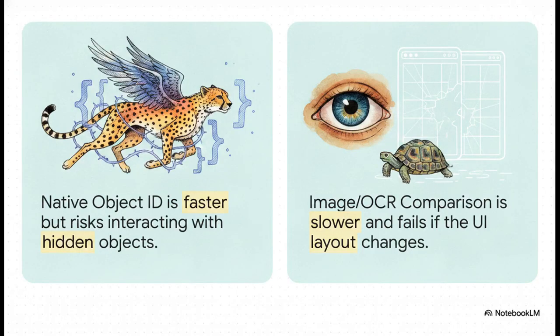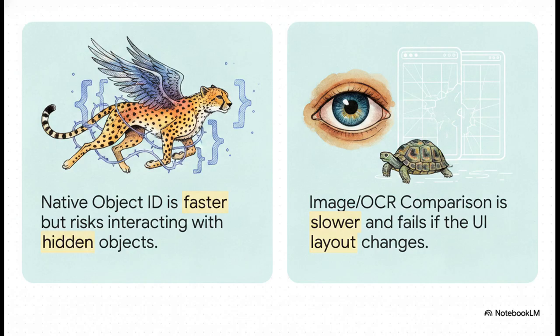Now, here is the absolute crucial point for your recap: understanding the trade-offs between these tools. Native object identification interacts directly with the code. It is way faster, but there's a big risk. A script might interact with an object that is technically present in the code, but completely hidden from the actual human user on the screen. Plus, it requires manual scripting knowledge.